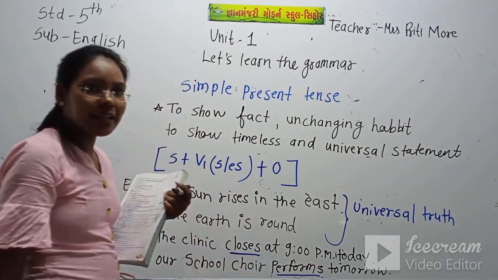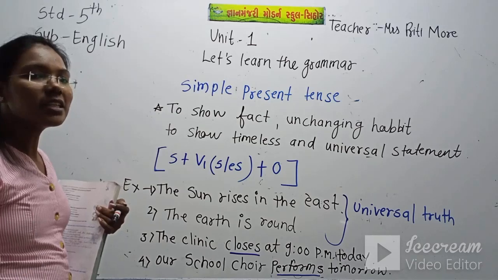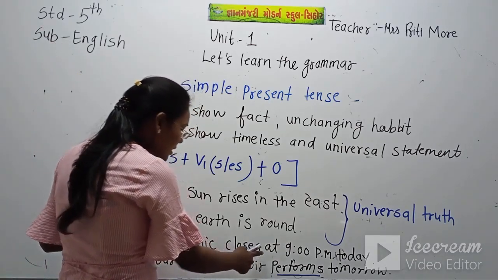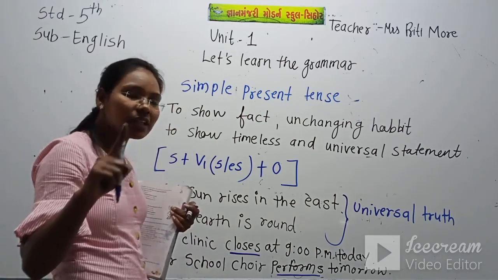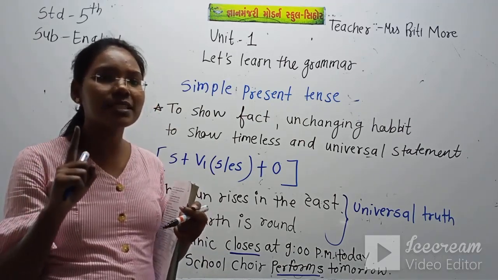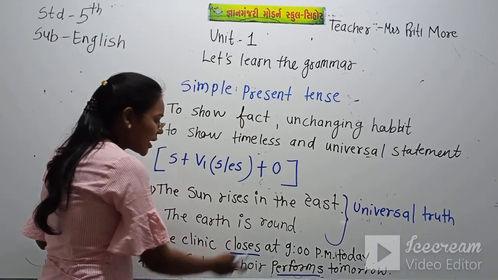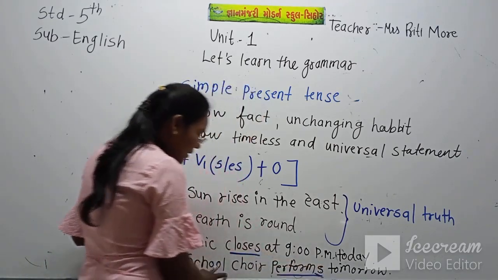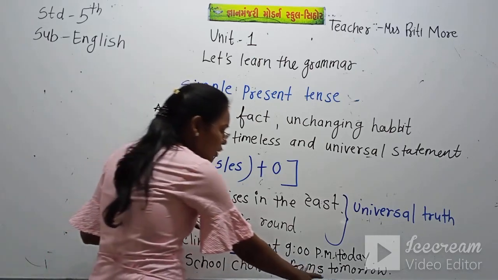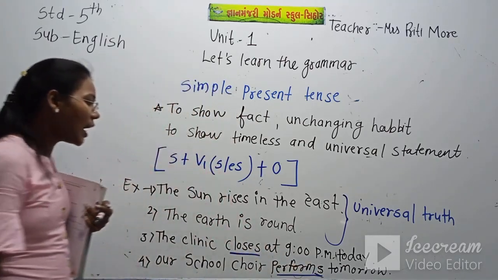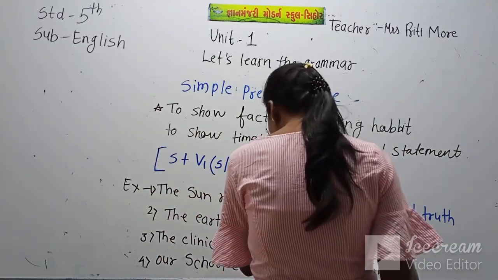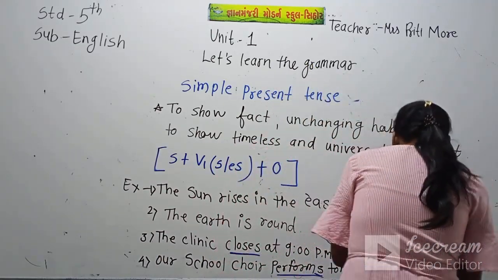This verb is indicating that this sentence is in simple present tense. Because here also we use S because the clinic, this is the one clinic, that means the subject is singular. That's why we use S here. And the school chores performs, here also it is the one chores, that's why we use S here. And this 3 and 4 number is for planned future action.